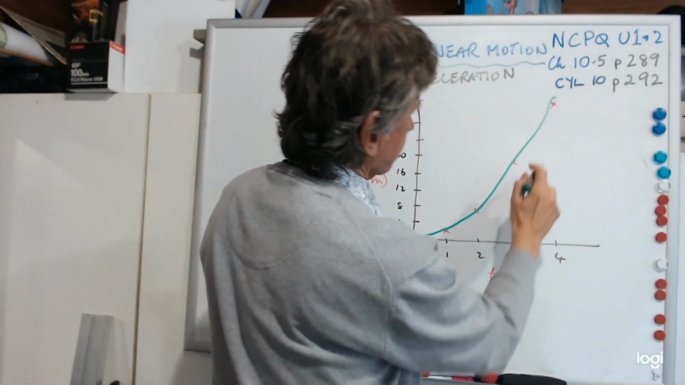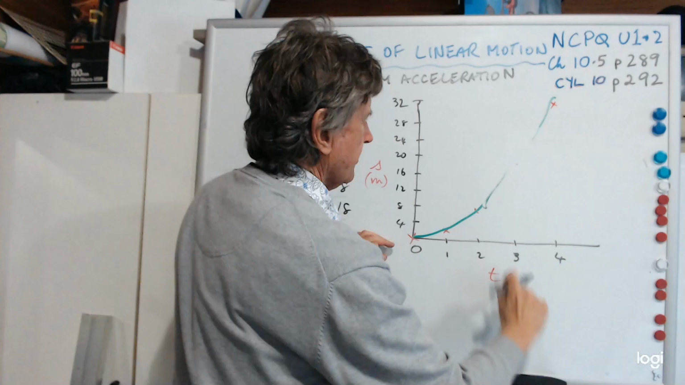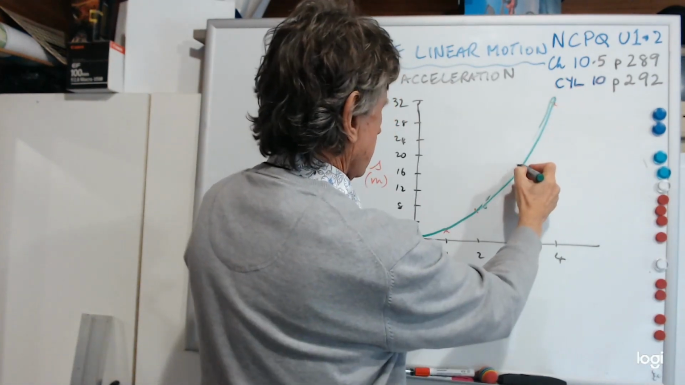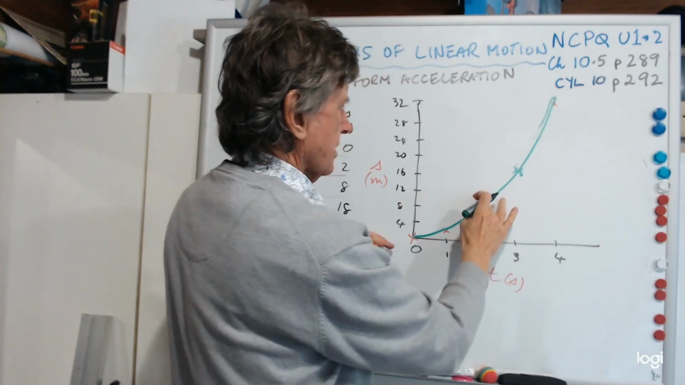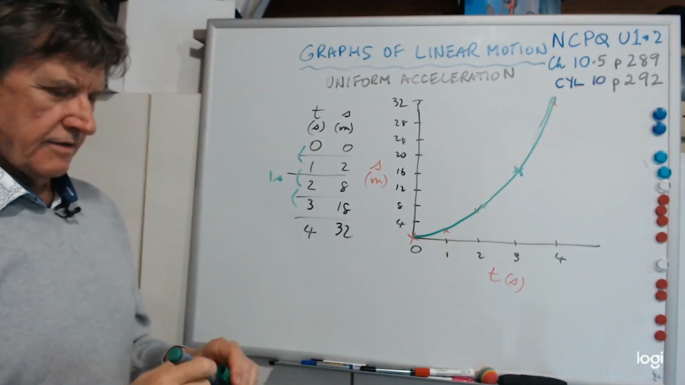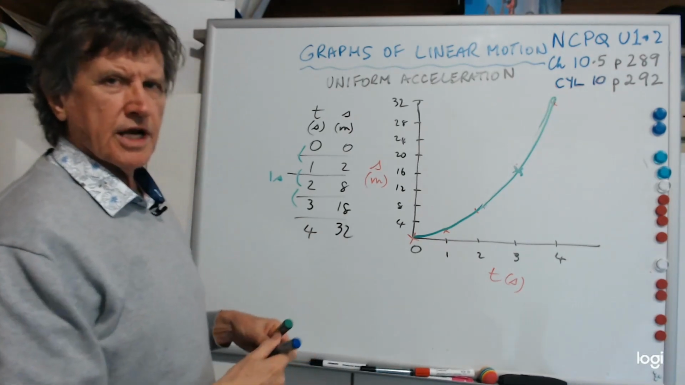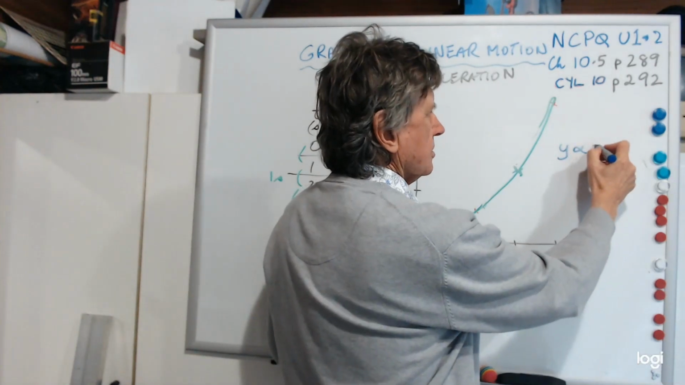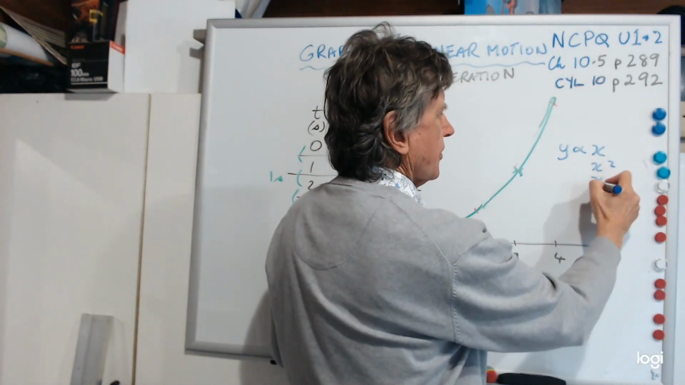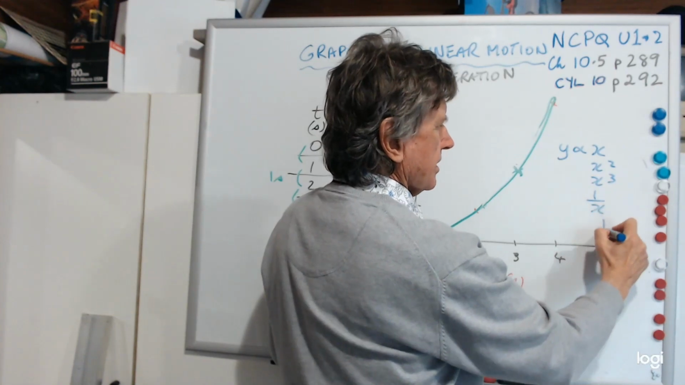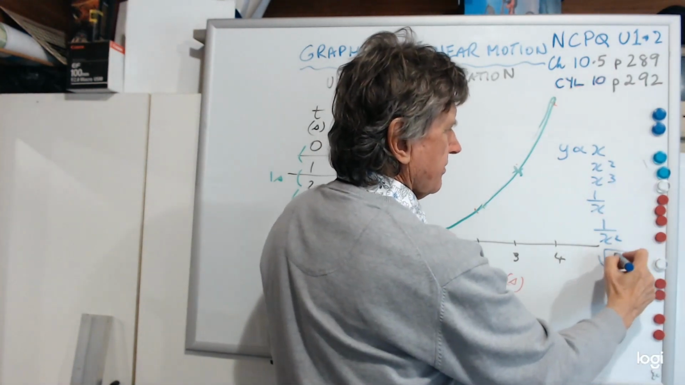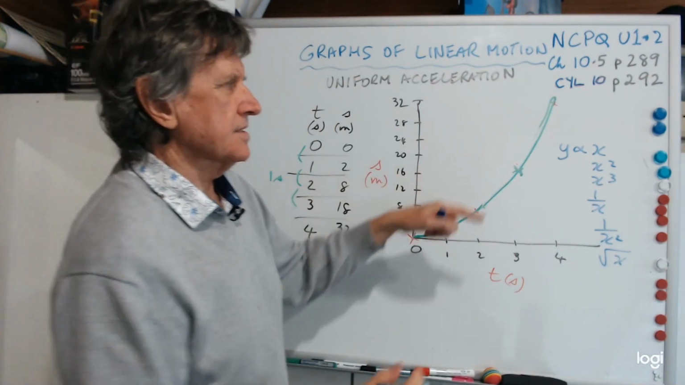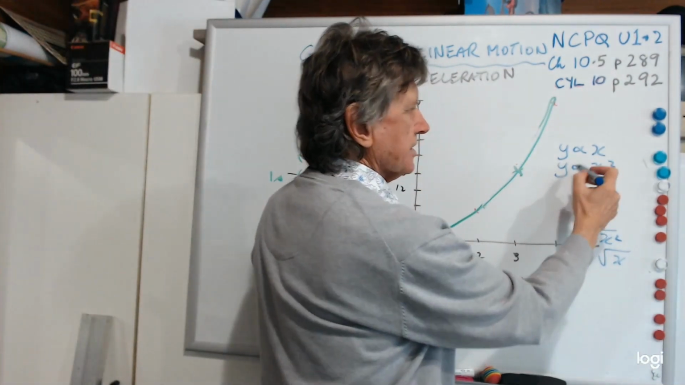Whoa, that's not very, you get the idea. It should be a little bit more curved like that. Okay, I'll put that back on there. Now if you had to say what shape that is, remember we had a choice of things like y is proportional to x, x squared, x cubed, 1 on x squared, square root of x, and all those sorts of things. I think you'd be pretty happy to say this is y is proportional to x squared.